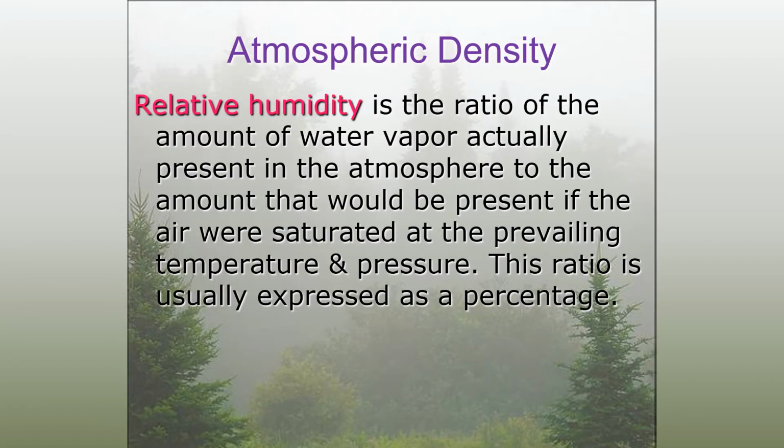The relative humidity is the ratio of the amount of water vapor actually present in the atmosphere to the amount that would be present if the air were saturated at the prevailing temperature and pressure. This ratio is usually expressed as a percentage. When the weatherman tells us the humidity is 90%, he is giving us the relative humidity.